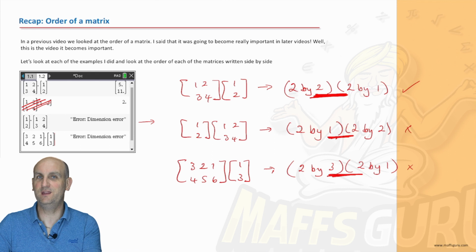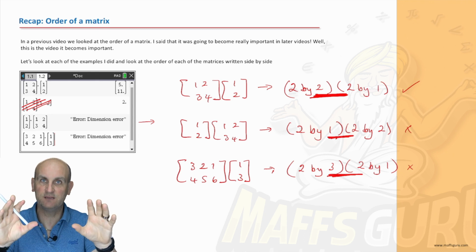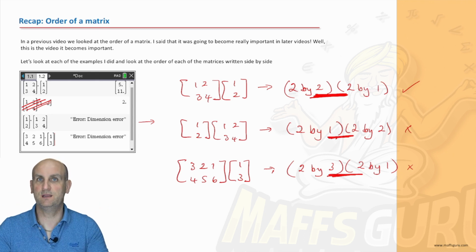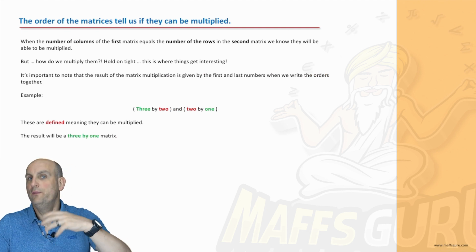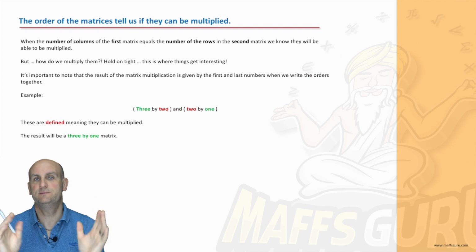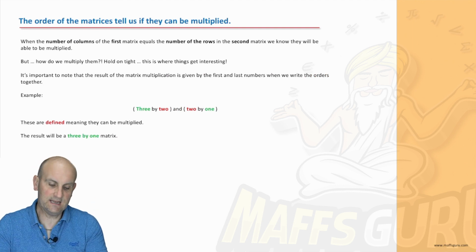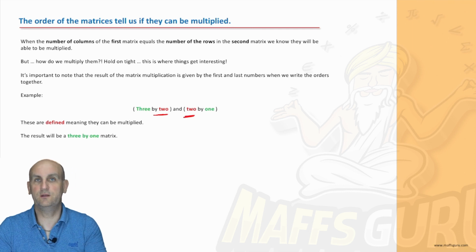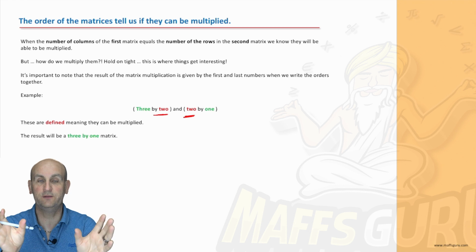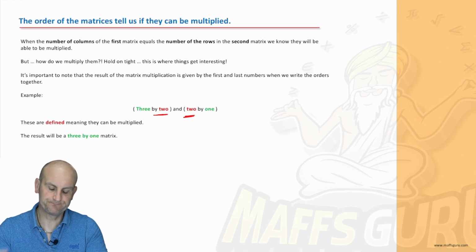So going back to my previous video, remember I told you to write down the order. It's going to make life so much easier because we can only add and subtract when they're the same order. The same with multiplication. And there we go. The order of the matrices tells us if they can be multiplied. Now, the specific language that we need to use, you can't just say the middle two numbers are the same. I learned that previously in a SAC, sadly: you have to say the number of columns of the first matrix has to be equal to the number of rows of the second matrix. And the order of those matrices is really important. So 3 by 2 and 2 by 1.